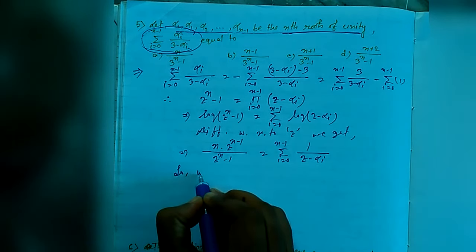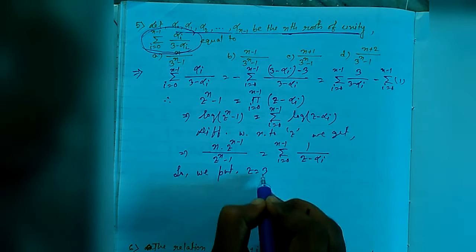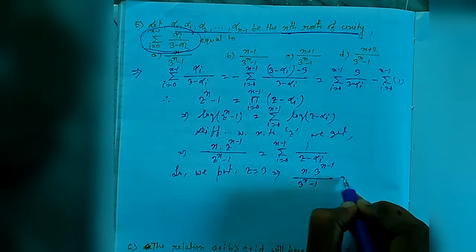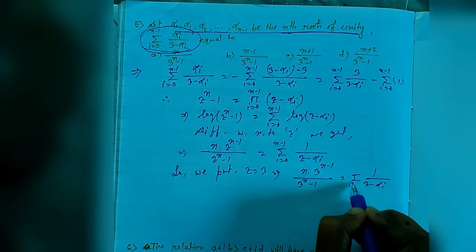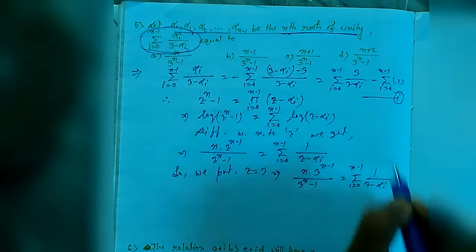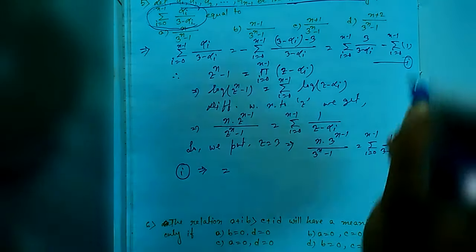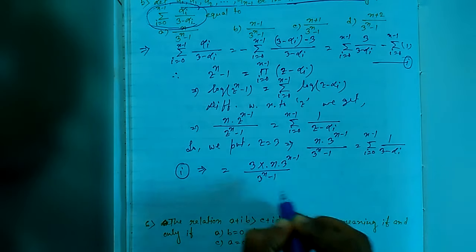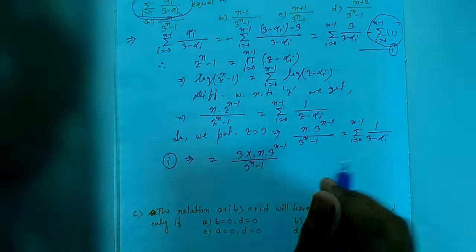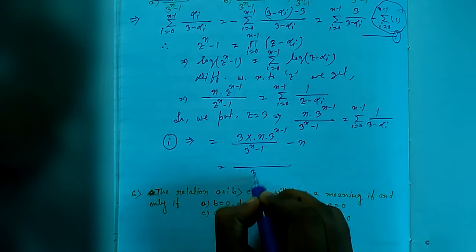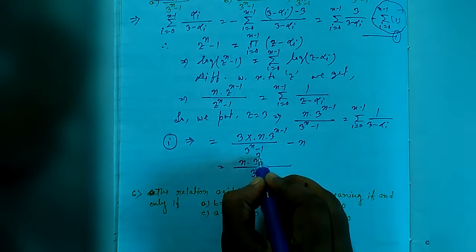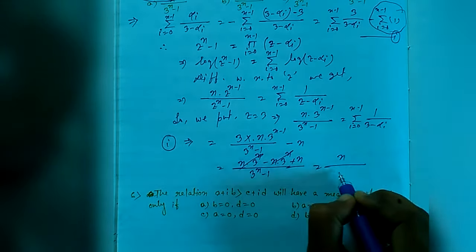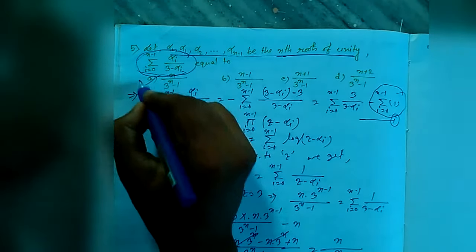So we put z equal to 3. This implies this value will be this. From equation 1, this will be what? 3 into n into 3 to the power n minus 1 by 3 to the power n minus 1. Here the summation is how many times? n times. So this is minus n. So this term cancels. So here our option A is correct.